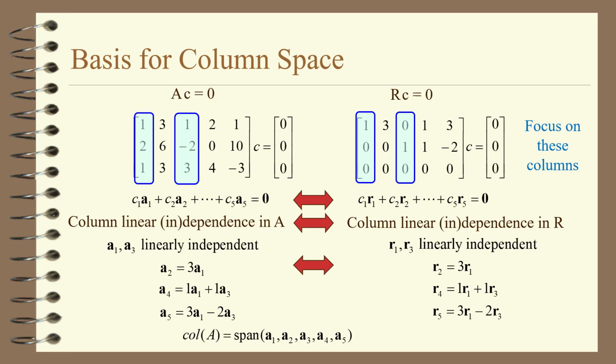So A2, A4, and A5, those are all linearly dependent on A1 and A3. So you can take A2, A4, and A5 out of the set of vectors and it will not change the span. So that means the column space of A is actually spanned by column 1 and column 3. And we know column 1 and column 3 are linearly independent. So A1 and A3, the first and the third column of A, actually form a basis for the column space of A.